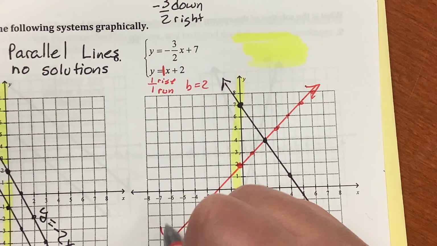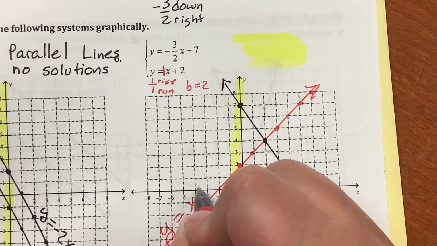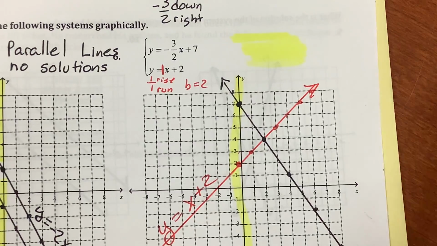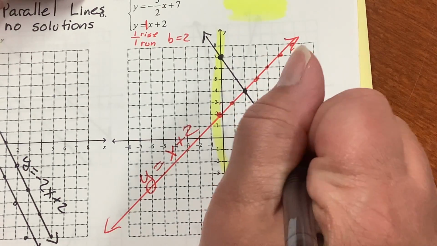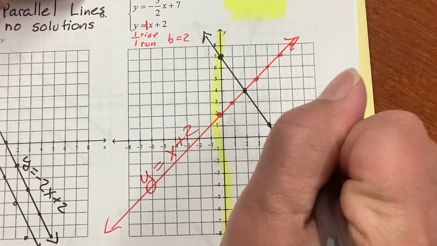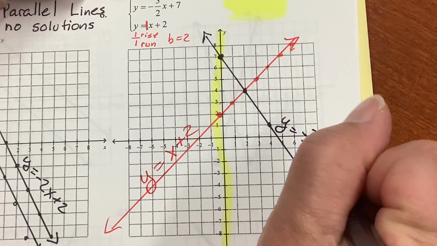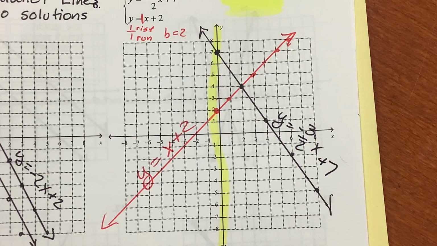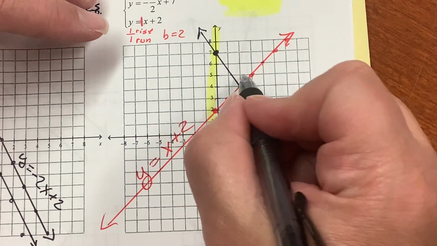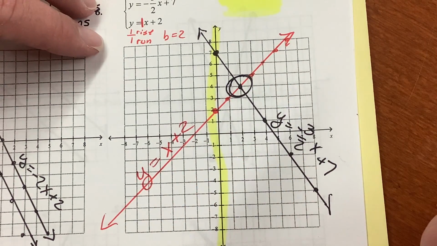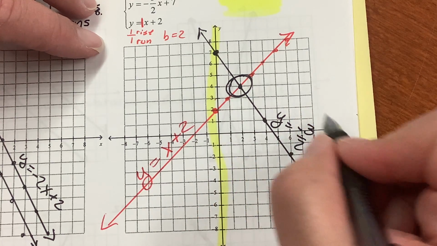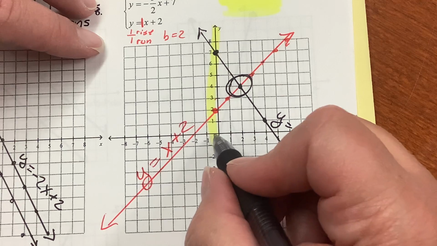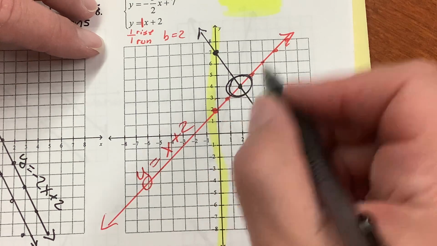Write the equation on the line. y equals x plus 2. And on the other line, it's going to be y equals negative 3 over 2x plus 7. Yay, me. Where they cross, right here, circle it because that's the solution. And it's at 1, 2, because it's x and y, x first, 2, 4.